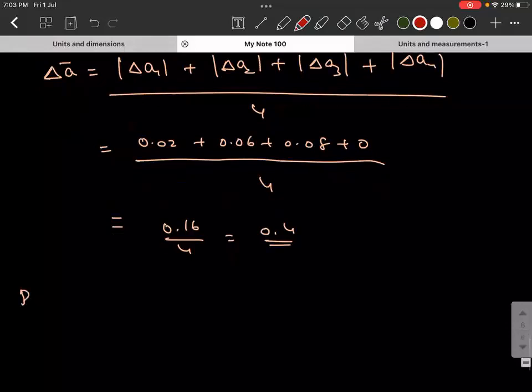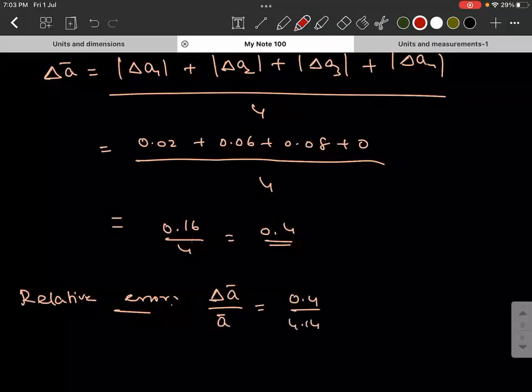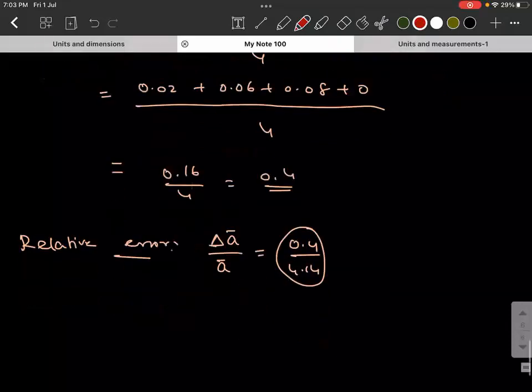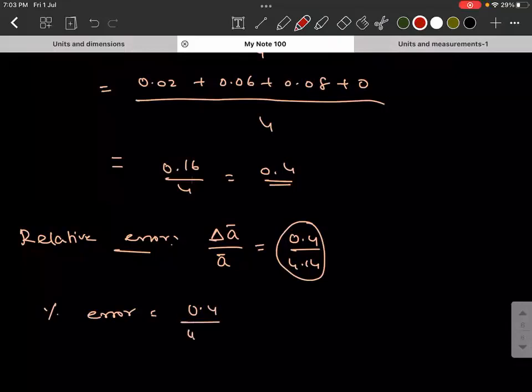Now what about the relative error? That is delta A bar divided by A bar, that is 0.04 divided by 4.14. Calculate it, you will get the answer. Okay. What about percentage error? 0.04 divided by 4.14 into 100, that's the answer. Is it clear? So this is how you solve problems.